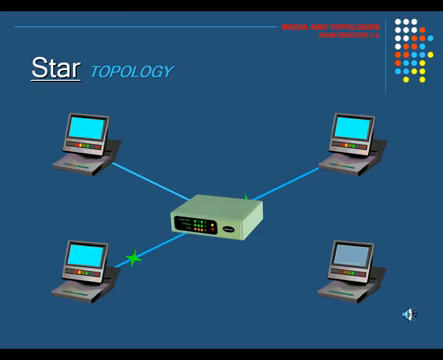However, a disadvantage of a star topology is that if the central hub or switch fails, then all the computers on that central point would be affected. This is called a single point of failure. If this happens, the entire network goes down.